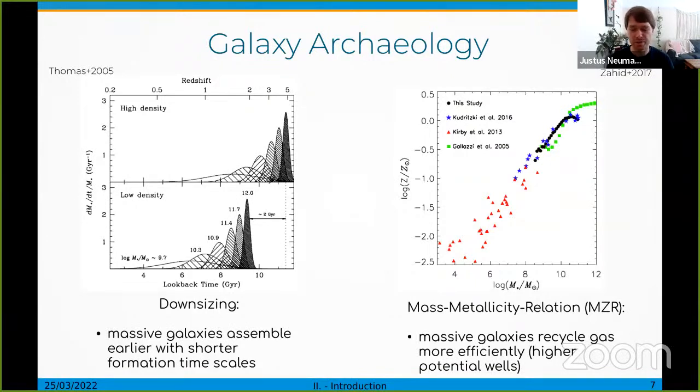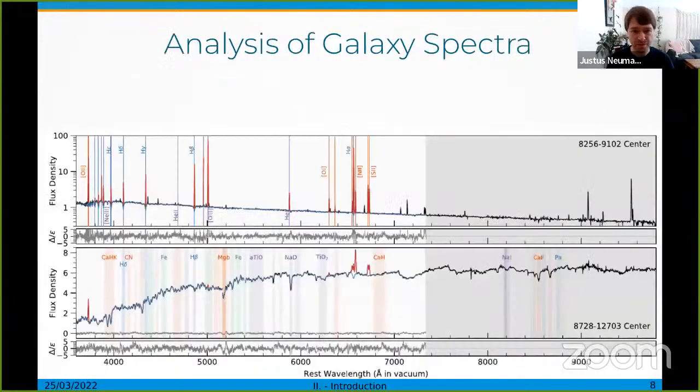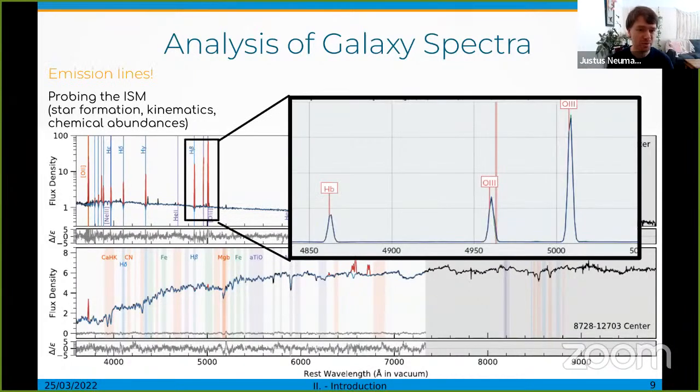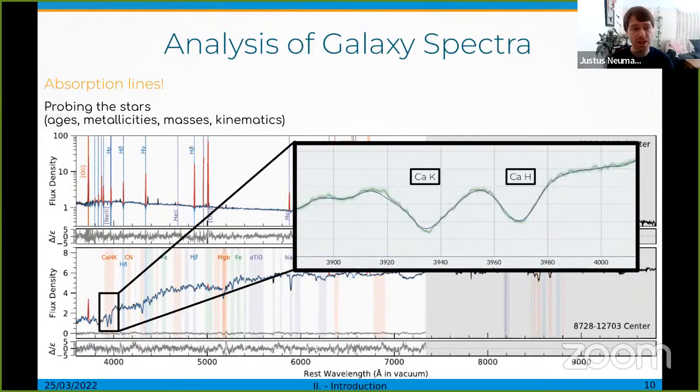So where does this information about the stellar population come from? From the analysis of galaxy spectra. So we need to do spectroscopy, where we can get all this information. We usually have the emission lines, of course, which probe the interstellar medium, the gas, which tells us about star formation, about gas kinematics, chemical abundances in the gas. And then we have the absorption lines, which probe the stars, the ages of stars, the metallicities of stars, stellar masses, stellar kinematics, and so on.